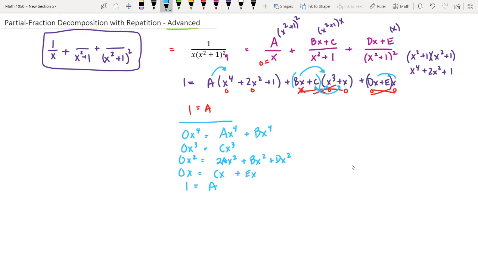Okay, remember the purpose behind this was to organize it. Visually now in each of these rows you can take off the matching values. So I can strike off the x to the 4th with each of these, and I can say 0 equals a plus b. And then I'll continue doing that. So I have 0 equals c. Yay, one more thing I know. 0 equals 2a plus b plus d, and 0 equals c plus e. And I already confirmed that a equals 1.